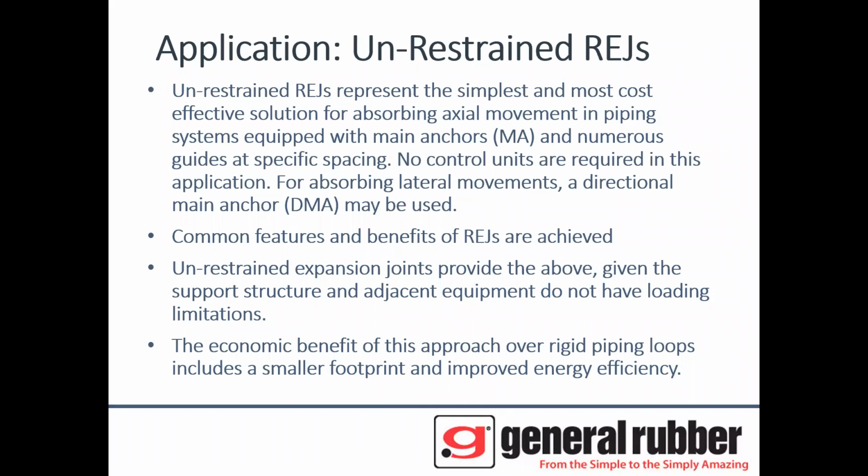Again, remember the four sources of pipe strain that the joint absorbs; the fifth one is pressure thrust force. So in this case, it's doing 4 out of 5 stress relieving jobs, and you have to rely on the system's anchors to hold back that pressure thrust force, which is the fifth source of stress. And the economic benefit of this arrangement over rigid pipe loops includes a smaller footprint and improved energy efficiency.